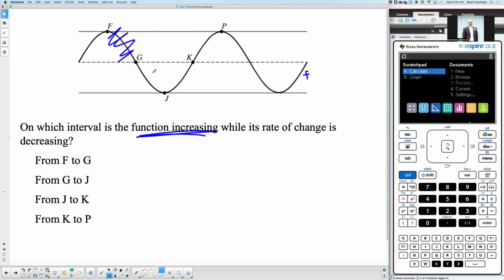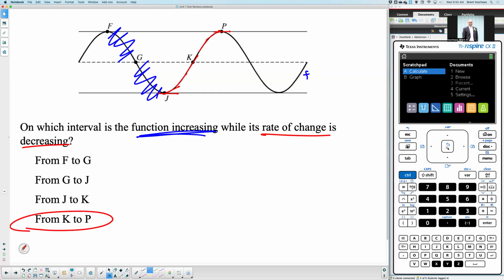F to G and G to J. That's definitely decreasing. While its rate of change is decreasing, what are we looking for if the rate of change is decreasing? We want slopes getting smaller and smaller and smaller. Is that J? Are my slopes there getting smaller and smaller? No, my slopes are getting taller and taller. But what about what's happening to my slopes here? Now they're getting smaller. So the answer would be K to P.